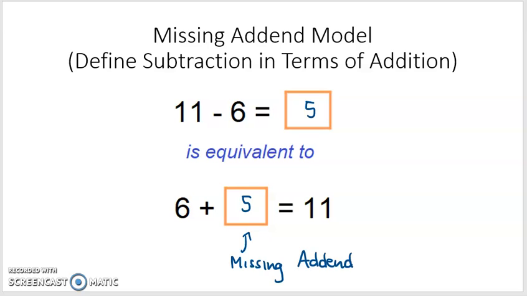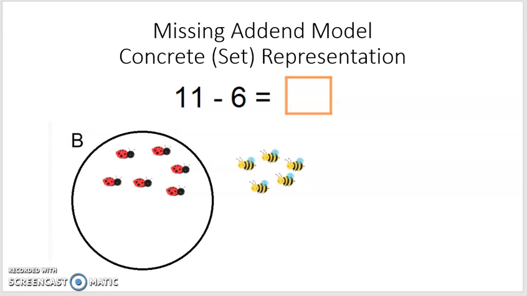That's the missing addend model. There are two common representations of the missing addend model. The first one, again, is concrete. It deals with objects. I'm trying to find 11 minus 6. So what I do is I start with a set B, and B has six elements, in this case bugs, B for bugs. So the number of bugs in set B equals 6. So you start with 6.